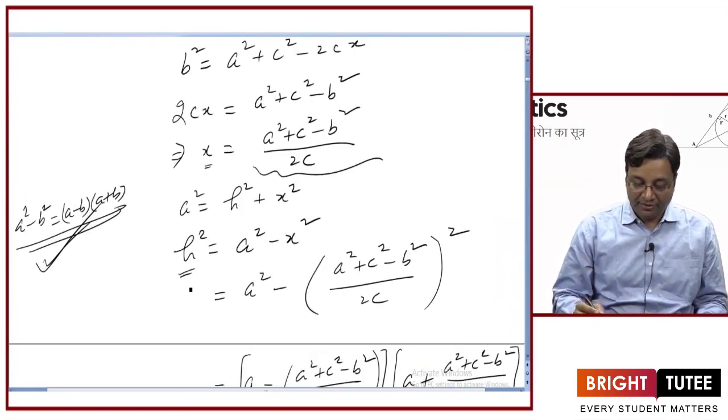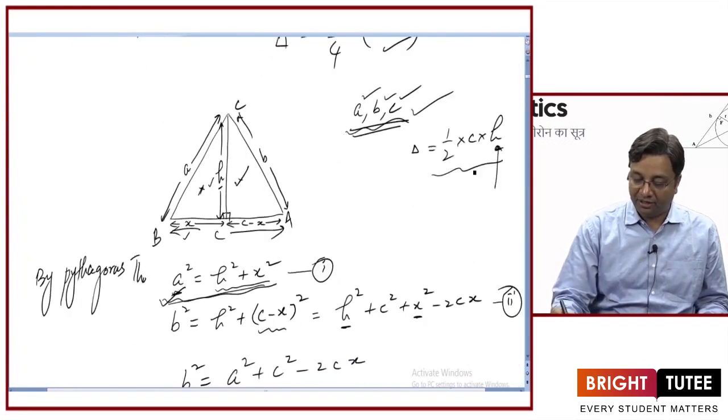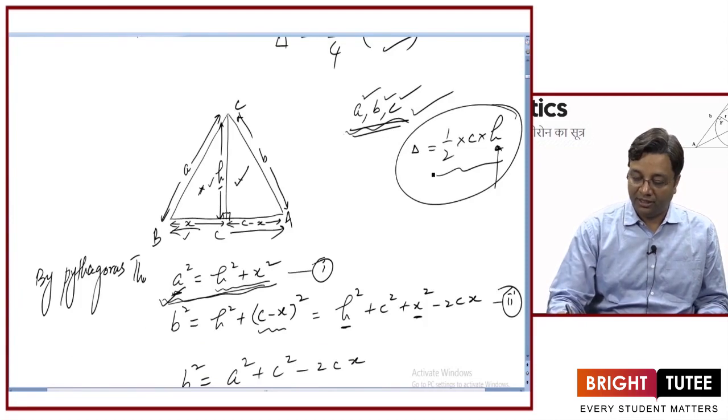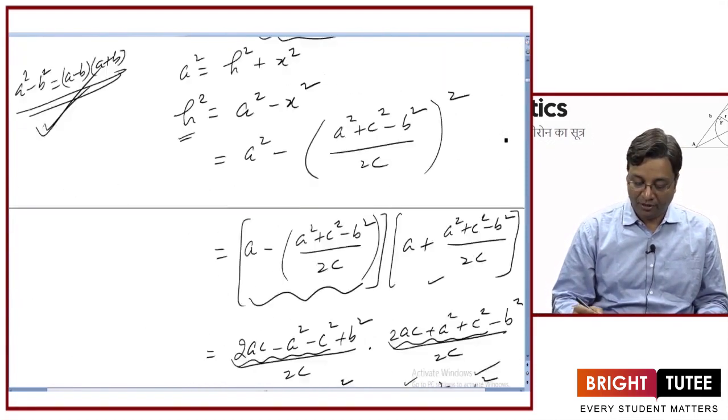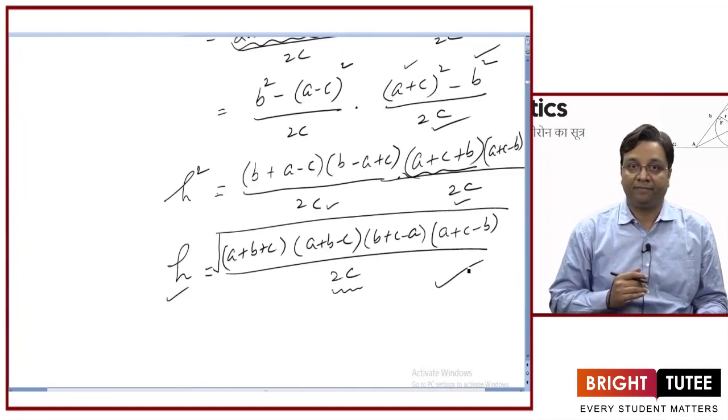And now, what is the area of this triangle? Half into c into h. c is a given quantity, and h I have calculated in terms of given quantities, that is a, b and c.